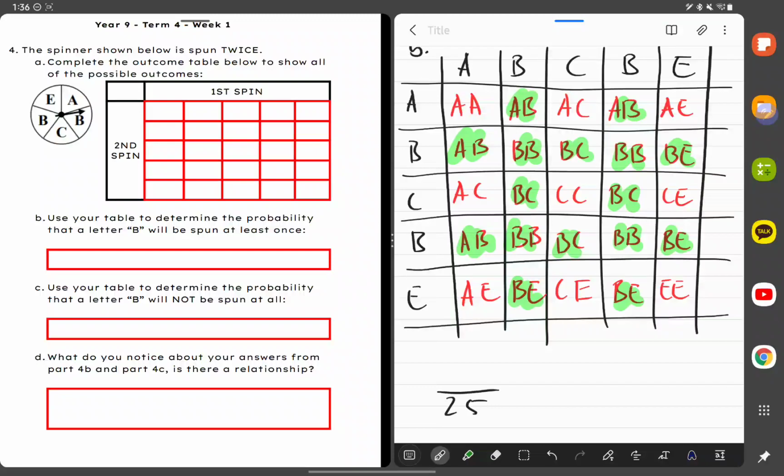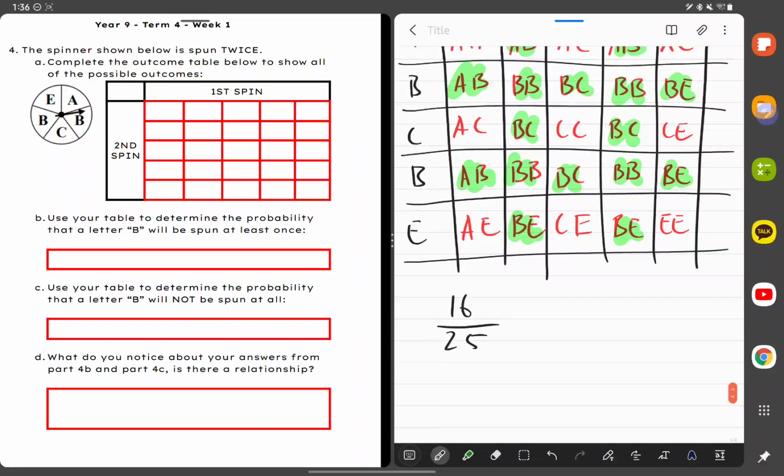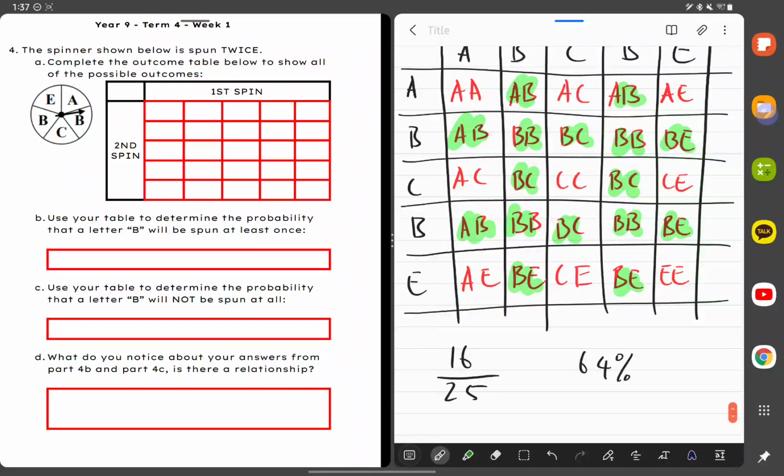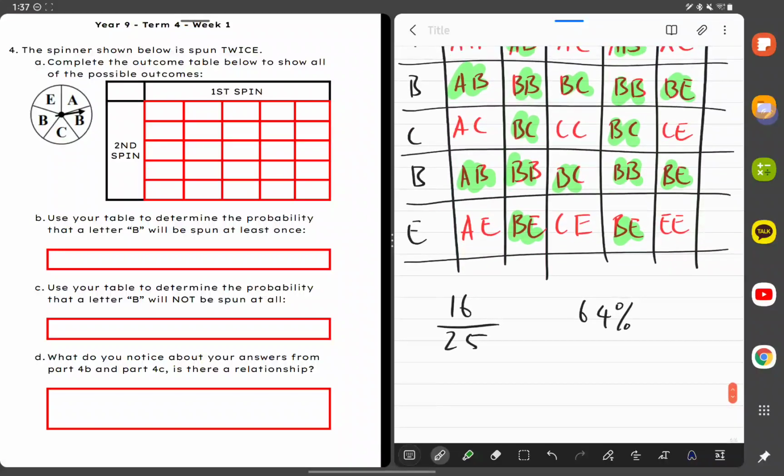It's 1, 2, 3, 4, 5, 6, 7, 8, 9, 10, 11, 12, 13, 14, 15, 16. And there you have it. 16 over 25. That is the probability. Right? You could also say that's, what is it, 64%? I think. Yeah. Yep. It is also 64%. Or 0.64, of course. But there you go. 16 over 25. So that's the answer to B.